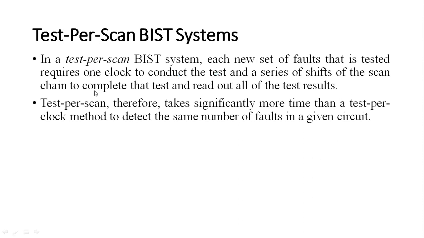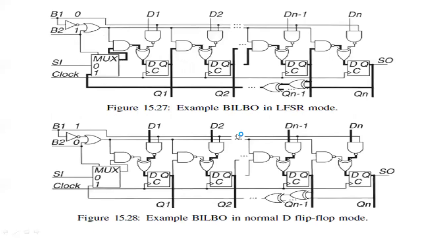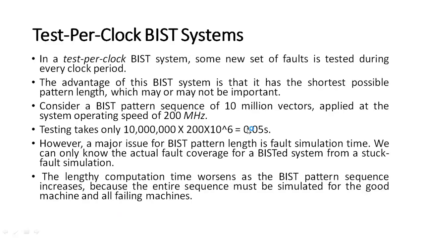Next, test per scan therefore takes significantly more time than the test per clock method to detect the same number of faults in the given circuit. So what is the difference between test per scan and test per clock? It requires a larger number of clock signals and more time to detect the faults in the circuit within the test per scan operation. So here you can see the examples. As I have said, we have different modes of operation in the LFSR, right?